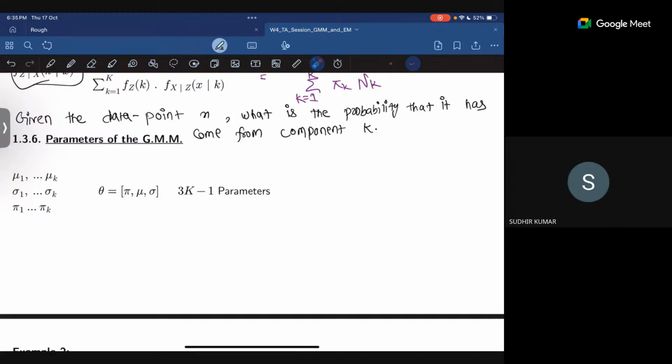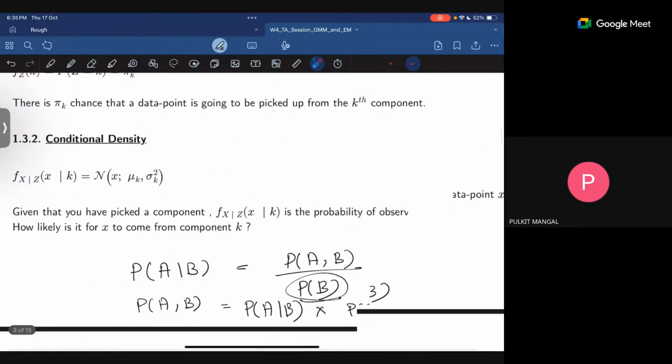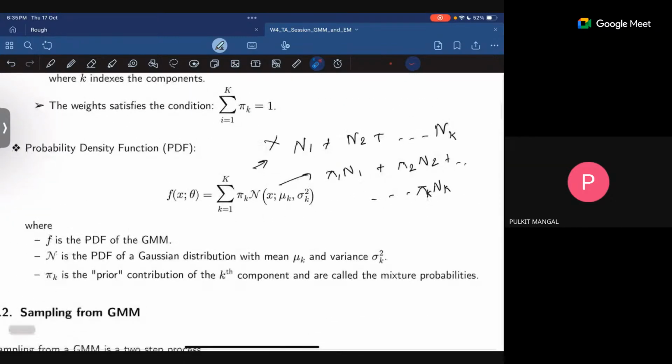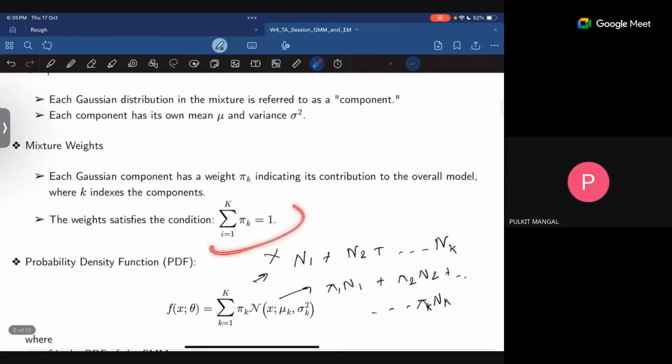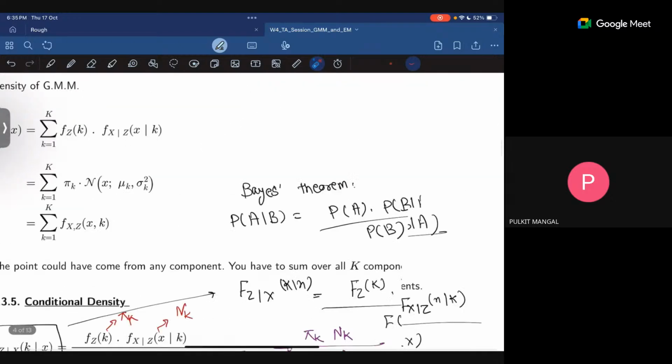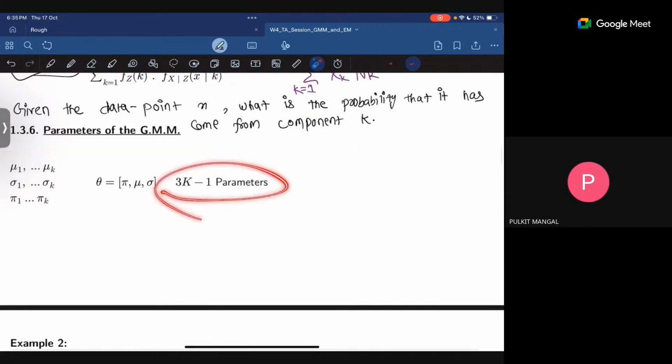Good. Because these pi k's are the probability of choosing the component, and as we have written above, these will sum up to 1. So that's why one parameter we can find: if you have pi 1 till pi k minus 1, then the last probability we can find using 1 minus the sum of those. So that's why there are only 3k minus 1 free parameters that we have to estimate.